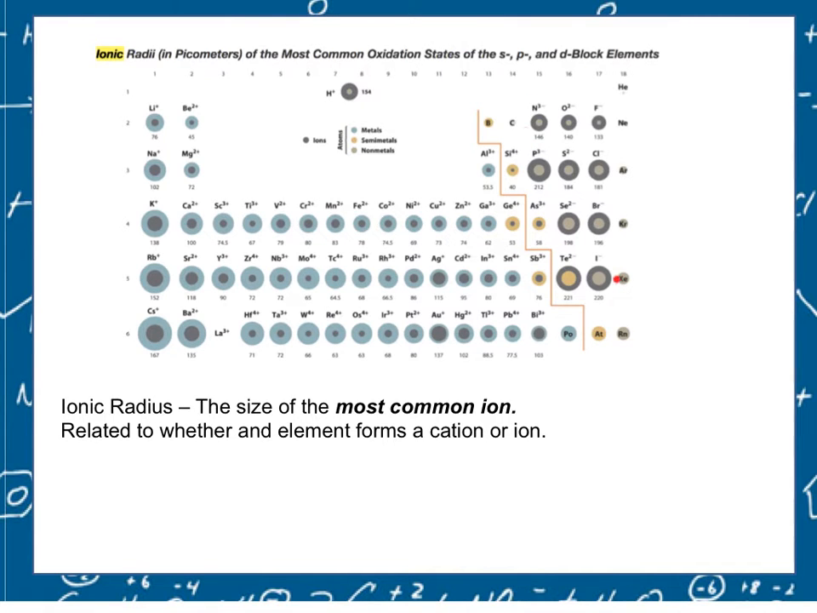On the nonmetal side, the kind of beigeish circle on the inside is the size of the neutral atom, and the outer dark gray circle is the size of the anion. Again, because the most common ion that you're going to have for nonmetals is going to be an anion. And this size is going to be related to whether we've formed a cation, or that should say anion.